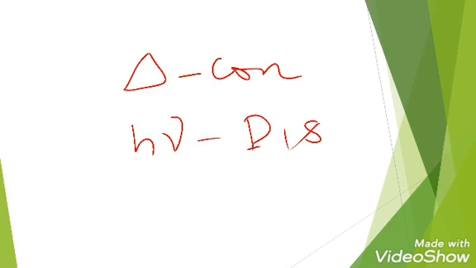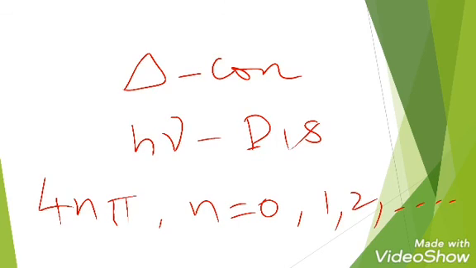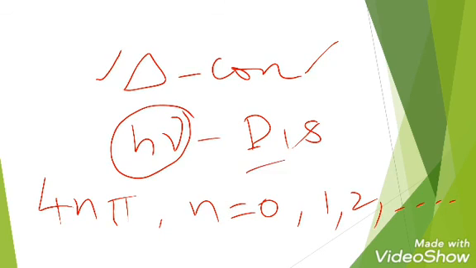These generalizations are true for all the systems containing 4n pi electrons, where n is equal to 0, 1, 2 and so on. So, for a system containing 4n pi electrons, the ring opening under thermal conditions proceeds in conrotatory mode, and the ring opening of a 4n pi system under photochemical conditions proceeds in disrotatory mode.